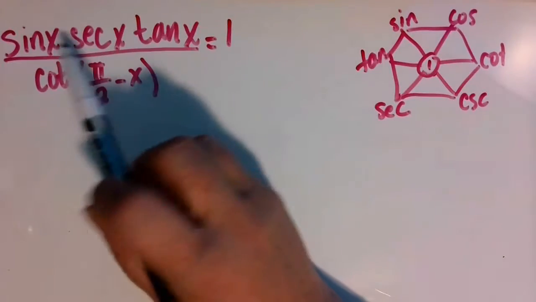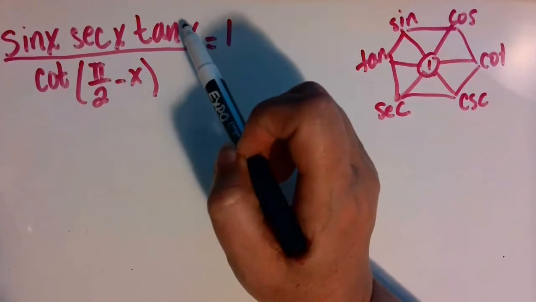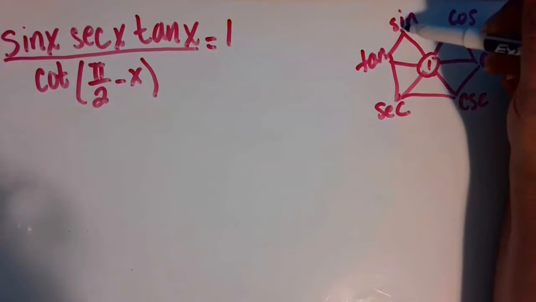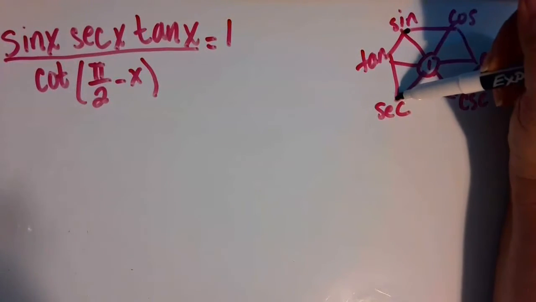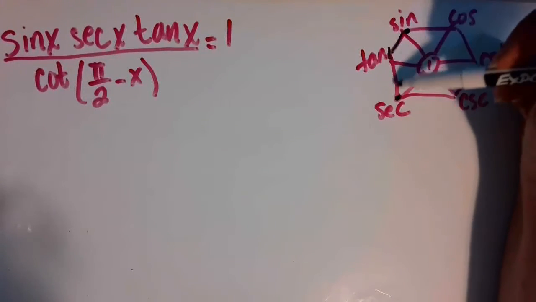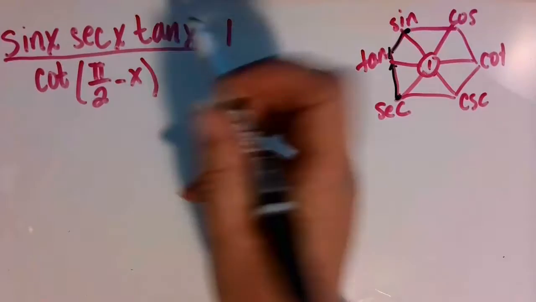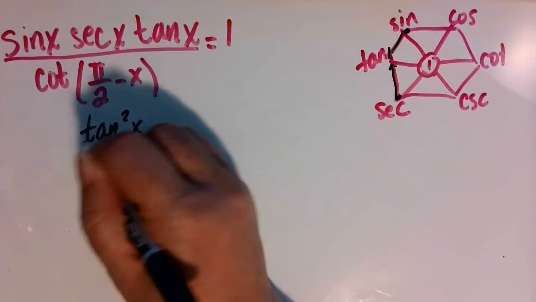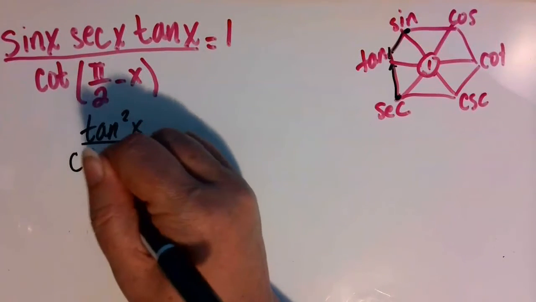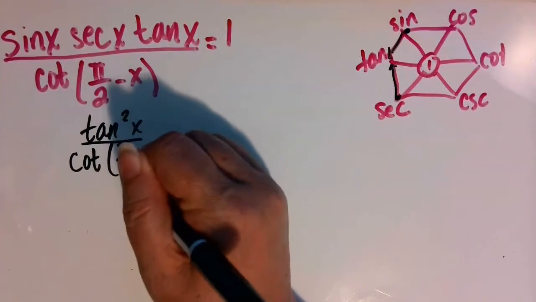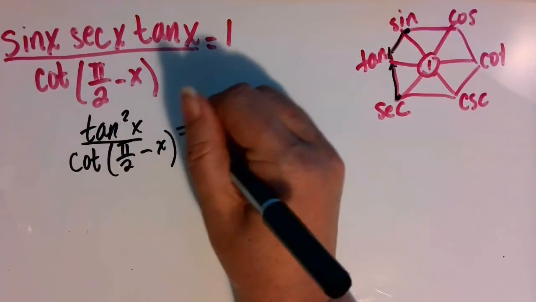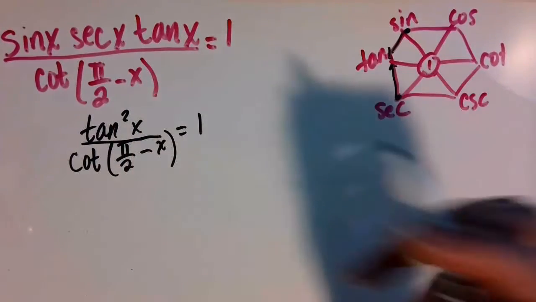So in this video, we have sine times secant times tangent, which is 3 products. And when you look at the trig hexagon, the product of sine times secant, those hinge together to equal tangent. And tangent times tangent is a tangent squared in the numerator. Then that's divided by the cotangent of the quantity pi over 2 minus x, and that's equal to 1.